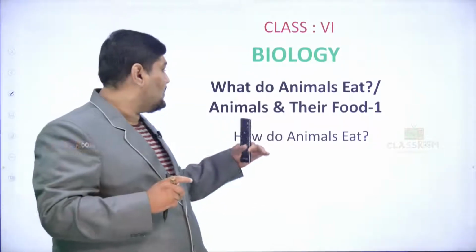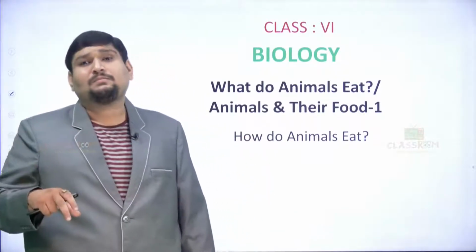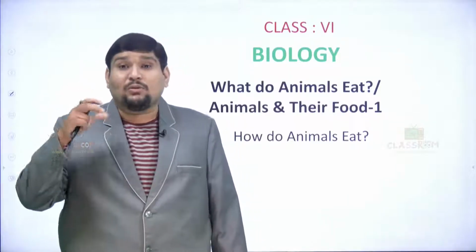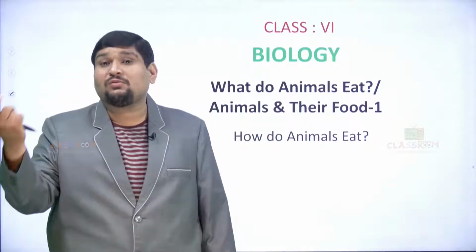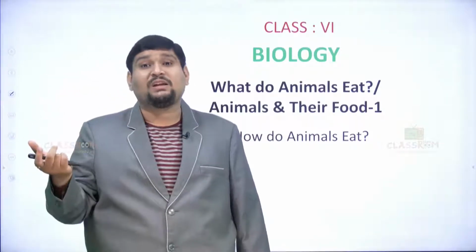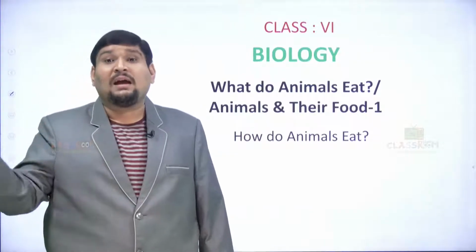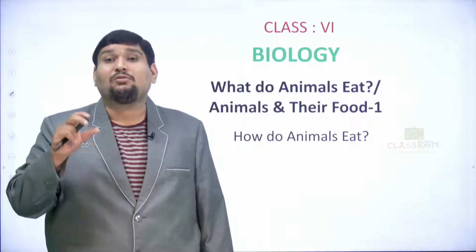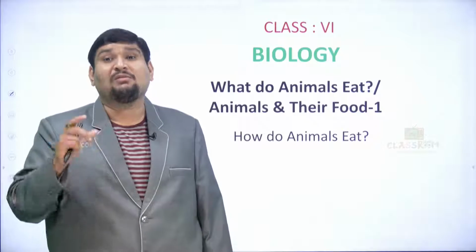So let's start with that: how do animals eat? Either they eat by mouth, or they lick it, or they suck the food, or they take it with beaks, because birds have beaks. Birds have different modes of taking the food, dogs have different modes, cows and buffaloes have different modes, and hens and other such animals also. So all the different varieties of animals have different ways of taking the food.